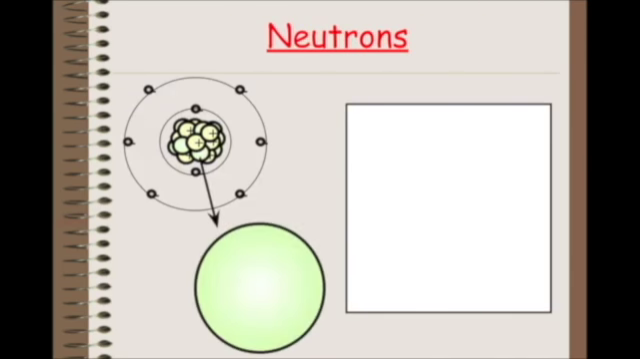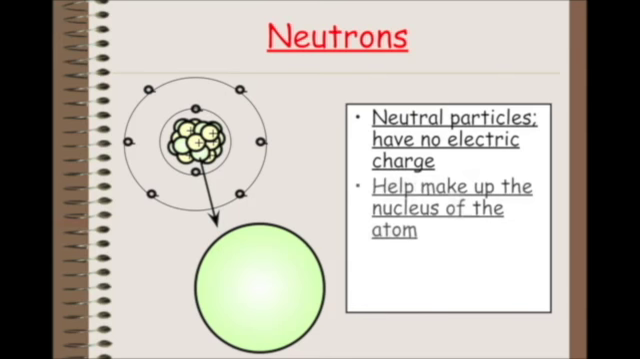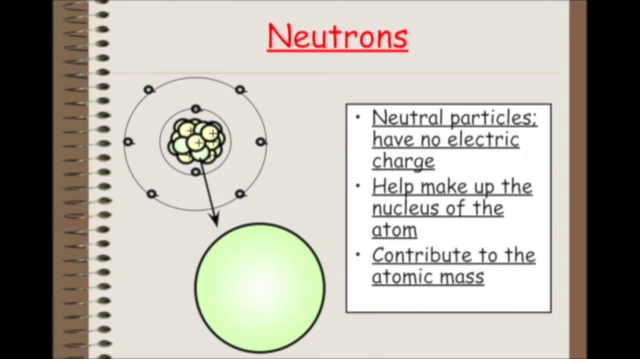Neutrons. Neutral particles, they have no charge. They are not positive, they are not negative. And they help make up the nucleus of the atom. And they also contribute to the atomic mass. So go ahead and pause this, make sure you write those three things, or type those three things, and highlight the word neutron.